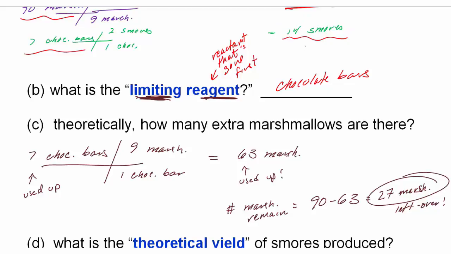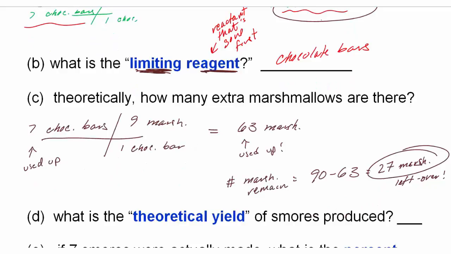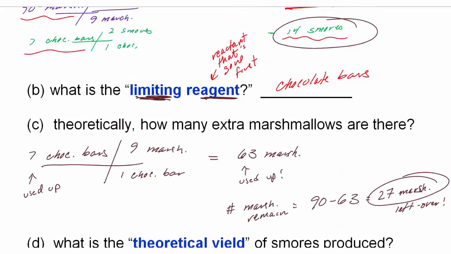Now you didn't have to use the limiting reagent to get the right answer here. You could have also used the amount of product. And the amount of product that you got, they call that the theoretical yield. So in theory, how much product do you get? They call it the theoretical yield. So what is the theoretical yield of s'mores? Just 14.